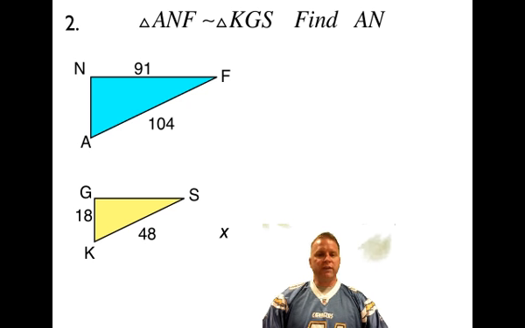All right, I'd like to find side AN on here. So remember what we did last time. We're going to find two sides, one from each of the triangles, that are similar to each other.